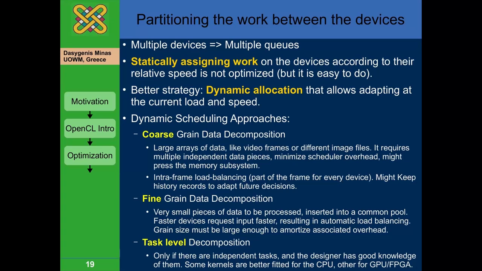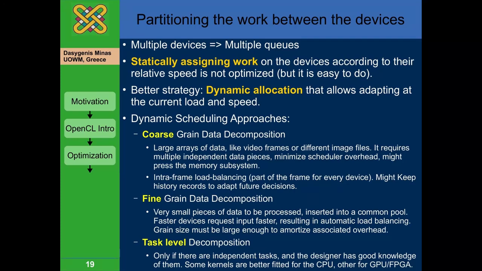A better strategy is dynamic allocation. Dynamic allocation means that as the computation progresses, decisions from a scheduler are made as to what job will be calculated every time by what device. So this incorporates a scheduler. When we have dynamic allocation, we can better adapt our heterogeneous architecture to the computational requirements of the work. We have the following approaches to do this.